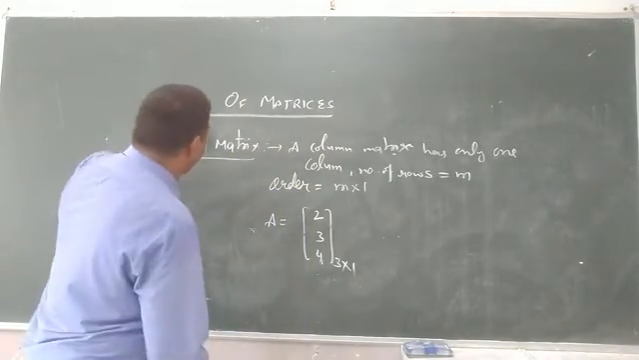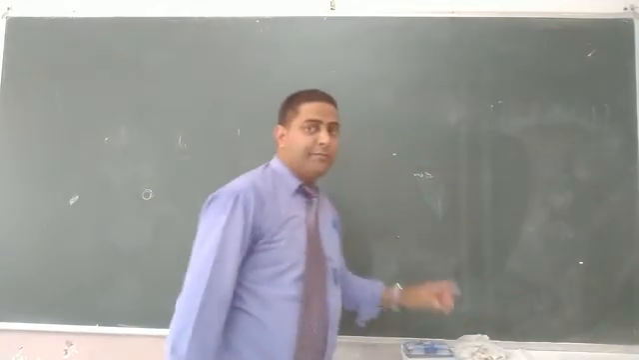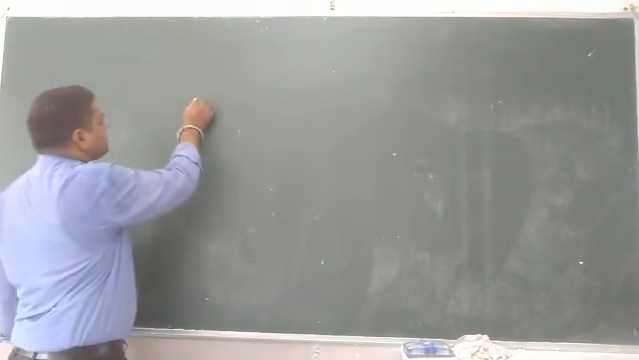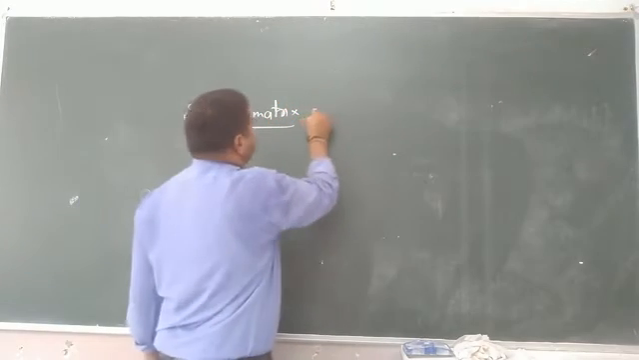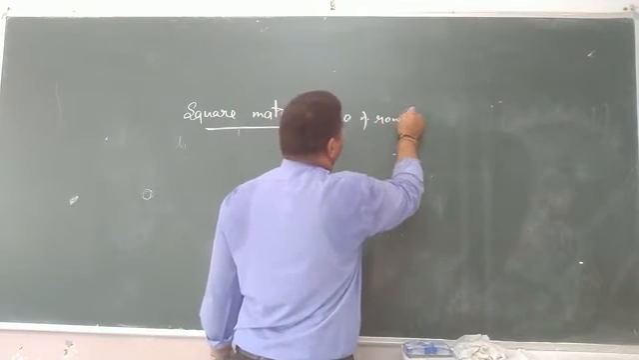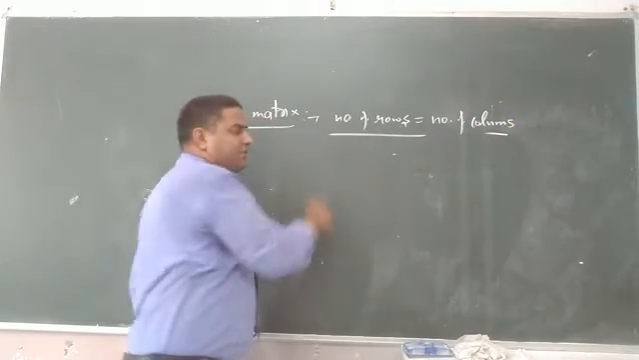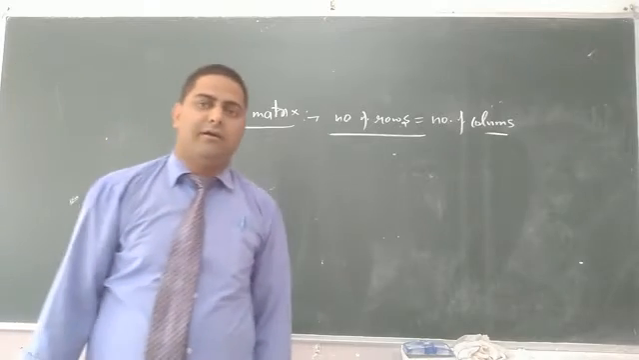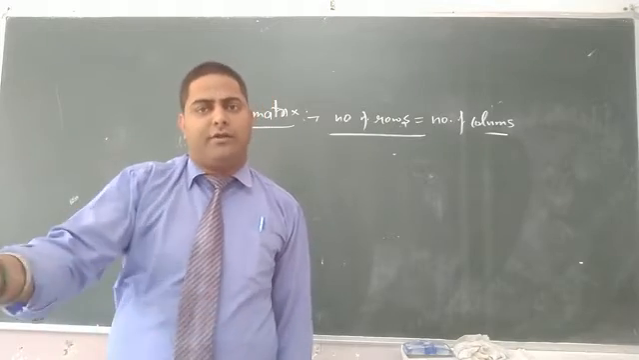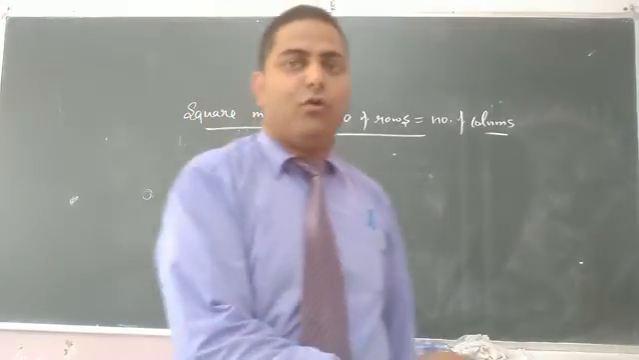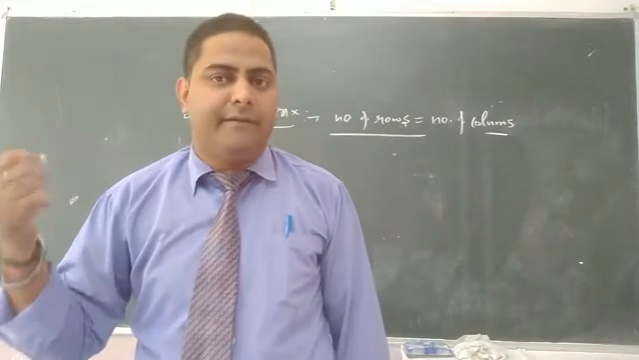Now after row matrix and column matrix, the next is square matrix. What is the meaning of square matrix? When we use the word square, a square matrix is that matrix in which number of rows is always equal to number of columns. That matrix is called a square matrix. Like 1 into 1, 2 into 2, 3 into 3, 4 into 4, 5 into 5 and so on.